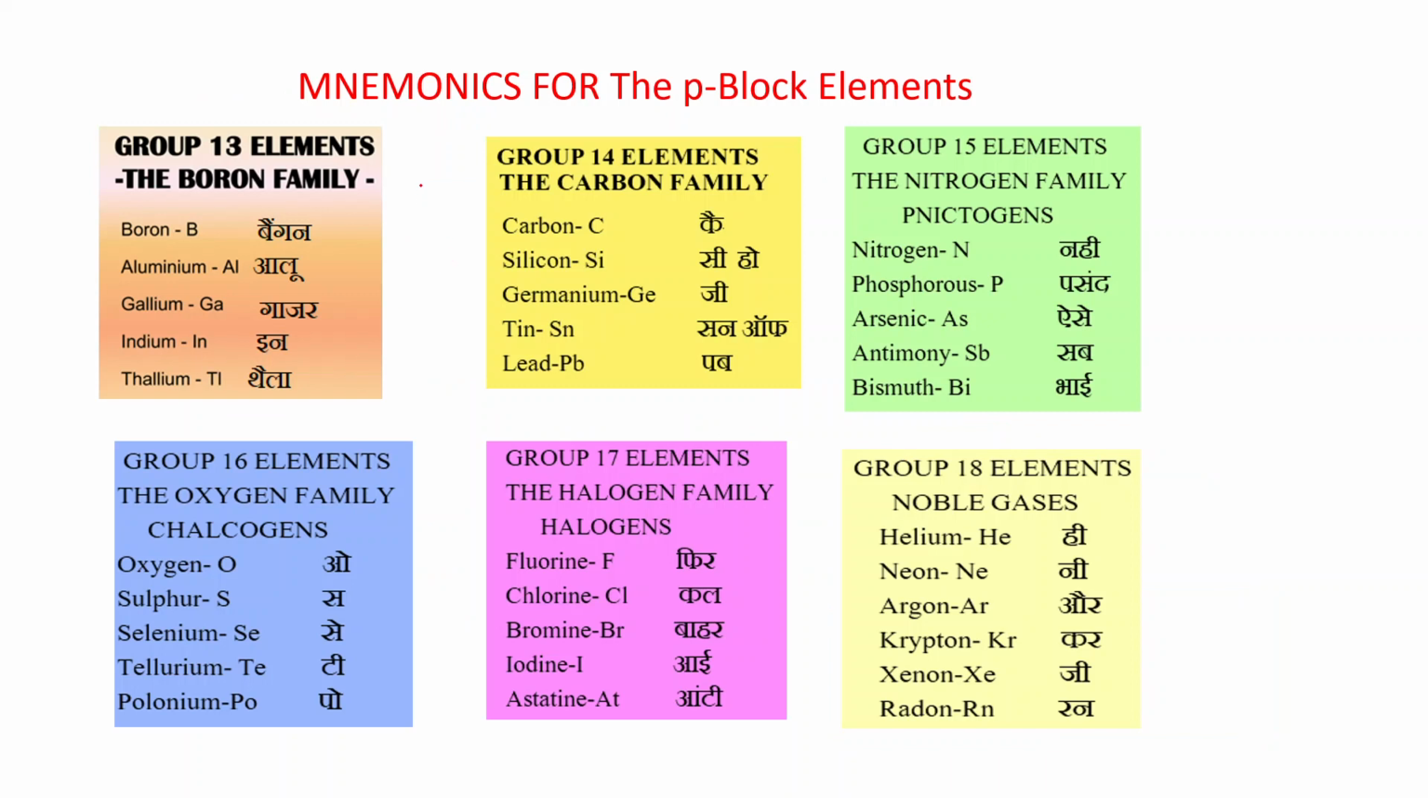These are the mnemonics for P block elements. Group 13 elements, boron family. First member is boron B, aluminium Al, gallium Ga, indium In, thallium Tl.